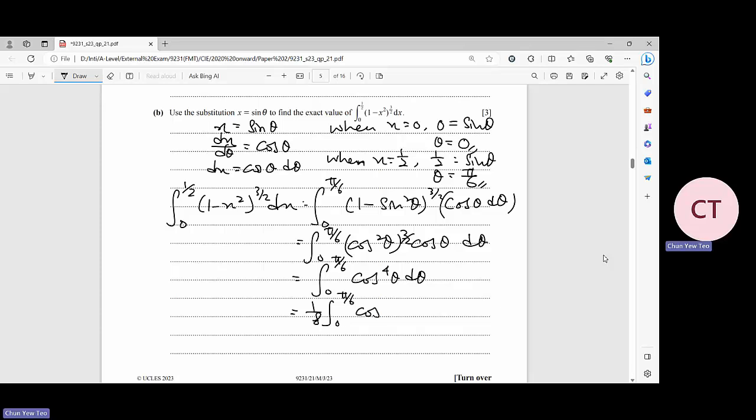Okay. So cos to the power 4 theta, use the result that we have in part A. You have this one as 1 over 8 of cos 4 theta plus 4 cos 2 theta plus 3. Then just integrate. You will get this one as 1 over 8 of 1 over 4 sine 4 theta plus 2 sine 2 theta plus 3 theta, from 0 to pi over 6. Just use your calculator. You get this one as 3 over 8.